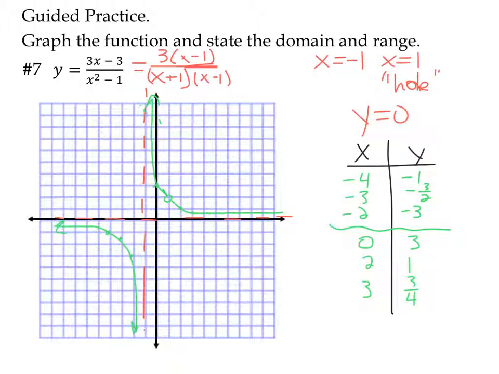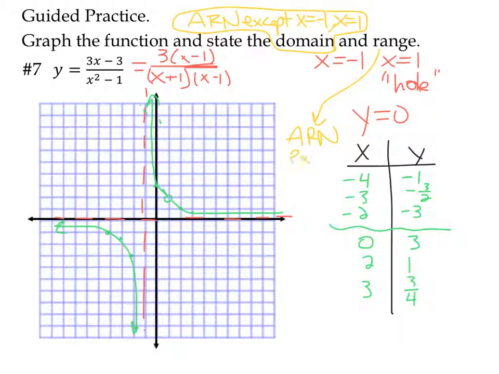Okay? Let's talk about the domain and range. For the domain and range here, in this problem, the domain is all real numbers except negative 1 and 1, just like we saw before. So the domain is all real numbers except x equals negative 1, x equals 1, right? Those are our holes in the graph. The y can be anything except 0. So the range, right down here, is all real numbers except y equals 0.